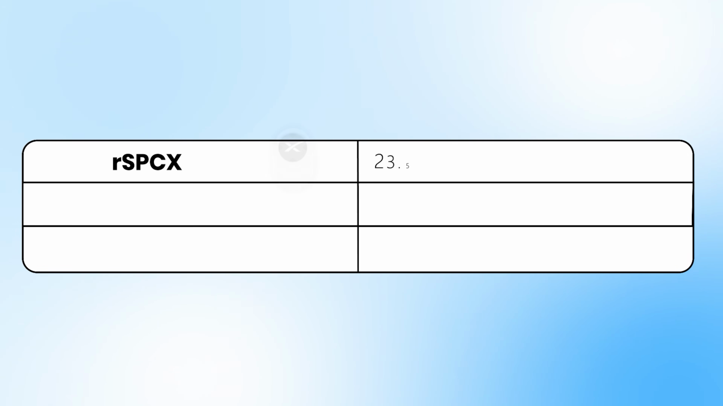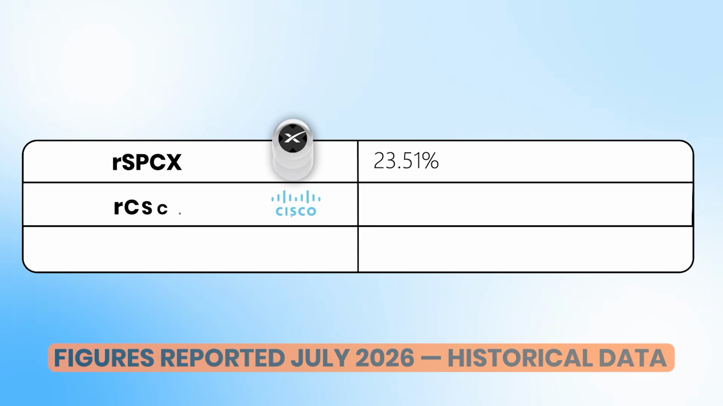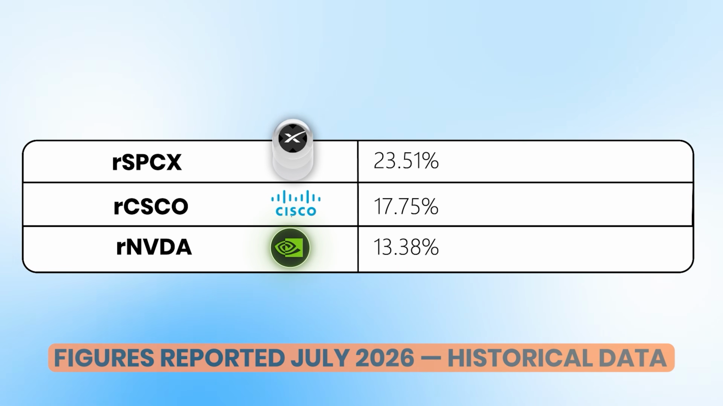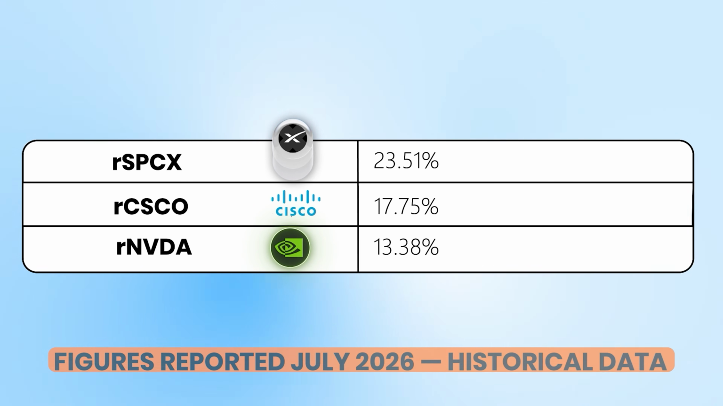According to those reported figures, RSPCX, which is SpaceX, represented the largest share of R token assets at that time, followed by products including RCSCO and NVIDIA. Now those numbers can change quickly, so don't interpret historical trading volume as evidence that a specific tokenized token will perform the same in the future.